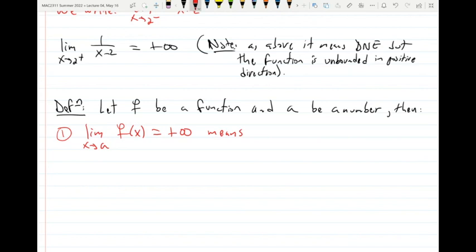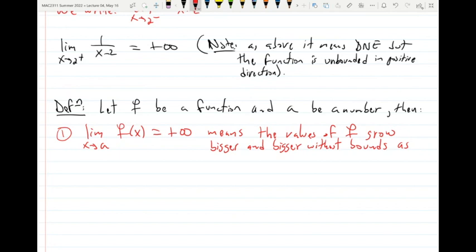Now here I'm doing it from either side, okay? Of course, the same thing will be if it's side limits, but I'm just going to write this one, and then the same definition applies if it's from the right or from the left. So this means that the values of the function, the values of f, grow bigger and bigger without bounds as x approaches a.